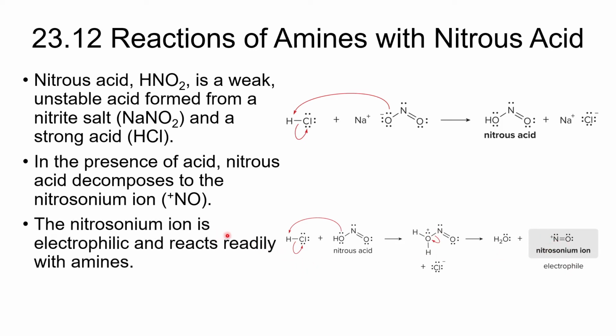The nitrosonium ion is a very electrophilic species, and it is very good at reacting with amines. And so once we form this in solution in the presence of an amine, this will act as an electrophile to react with the nucleophilic amine. So let's look at what happens when that occurs. Well, we're going to get something that we call diazotization.